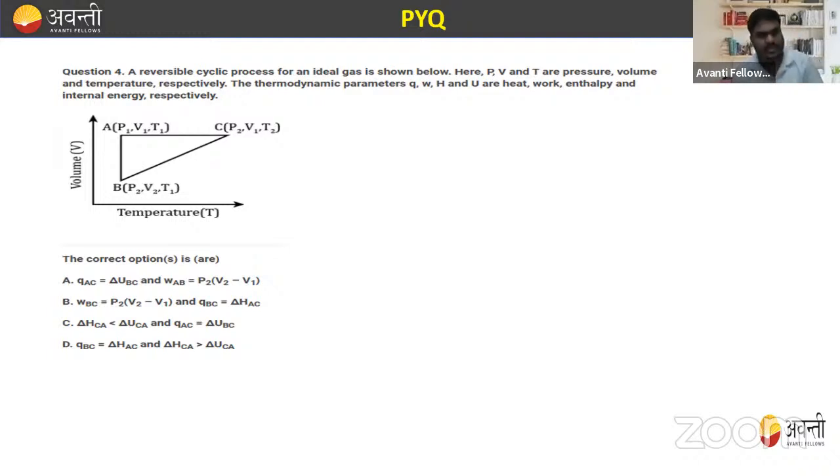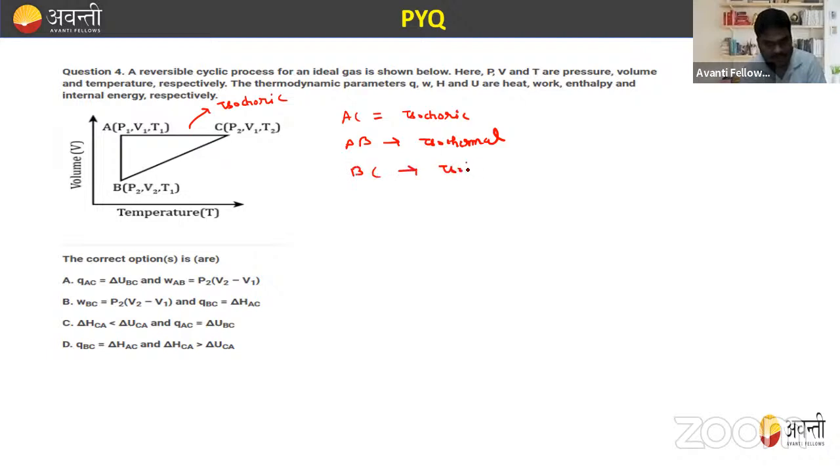So from A to C, the process is A to C. This is volume, this is temperature. So from A to C, this is an isochoric process, right? So A to C is isochoric. Similarly, from A to B, temperature is constant, it means it is an isothermal process. So A to C is isochoric because volume is constant. Similarly, A to B is isothermal. Again, BC is isobaric, right? So BC is isobaric.